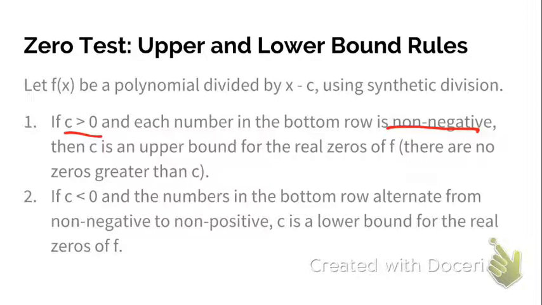And if you test a negative number and the bottom row of numbers alternates from non-negative to non-positive, then c is a lower bound. So if it alternates positive, negative, and 0 can count for both, then c is a lower bound. If you try negative 3 and you get alternating non-negative to non-positive in the bottom row, that means there can't be a zero less than negative 3. So don't test zeros less than negative 3. Test ones greater than.